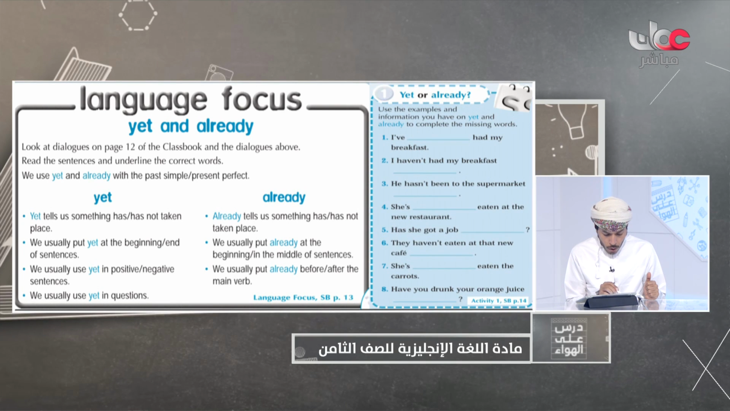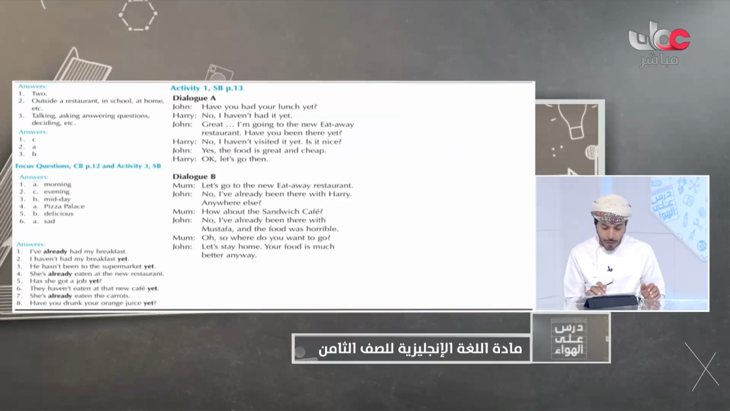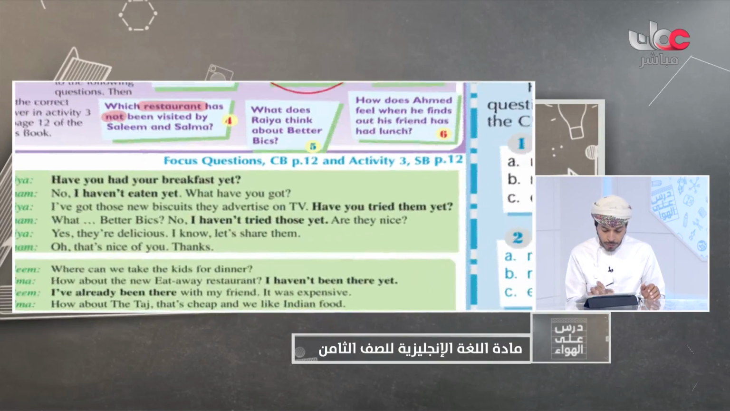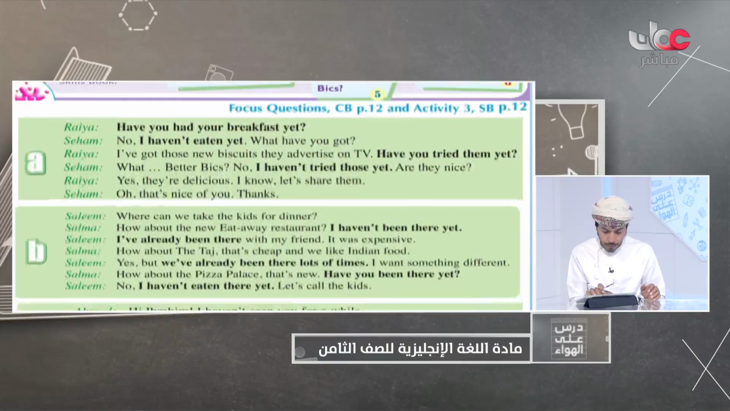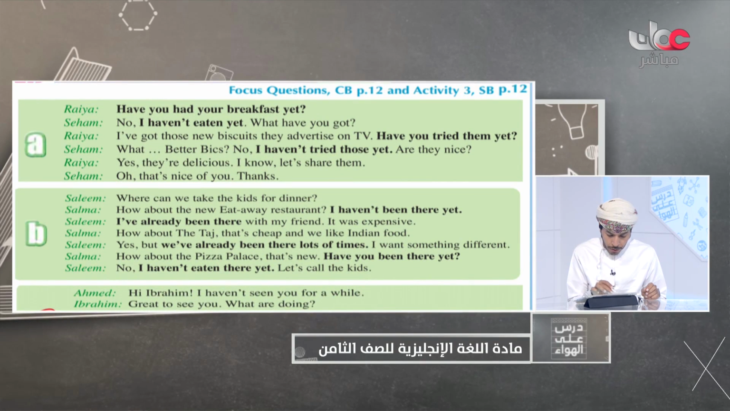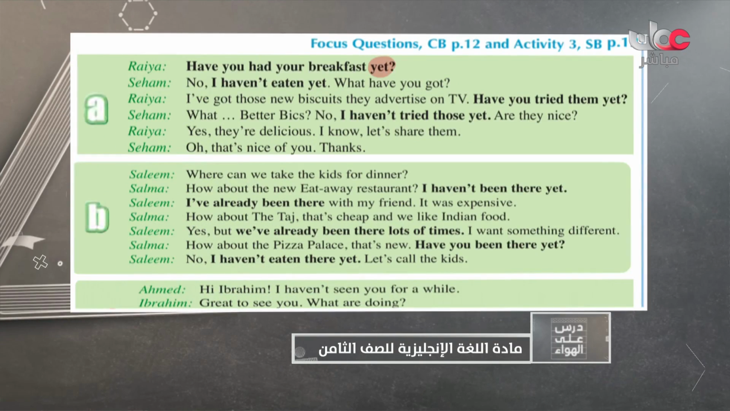Good. Here we are going to read all these sentences, and we are going to underline the correct words. So here we have yet, and here we have already. Good, guys? And we have seen these two words in our dialogues that we have practiced just a few minutes ago, like these dialogues. We can see them here. For example, this is yet. Also, we have here like I have already.